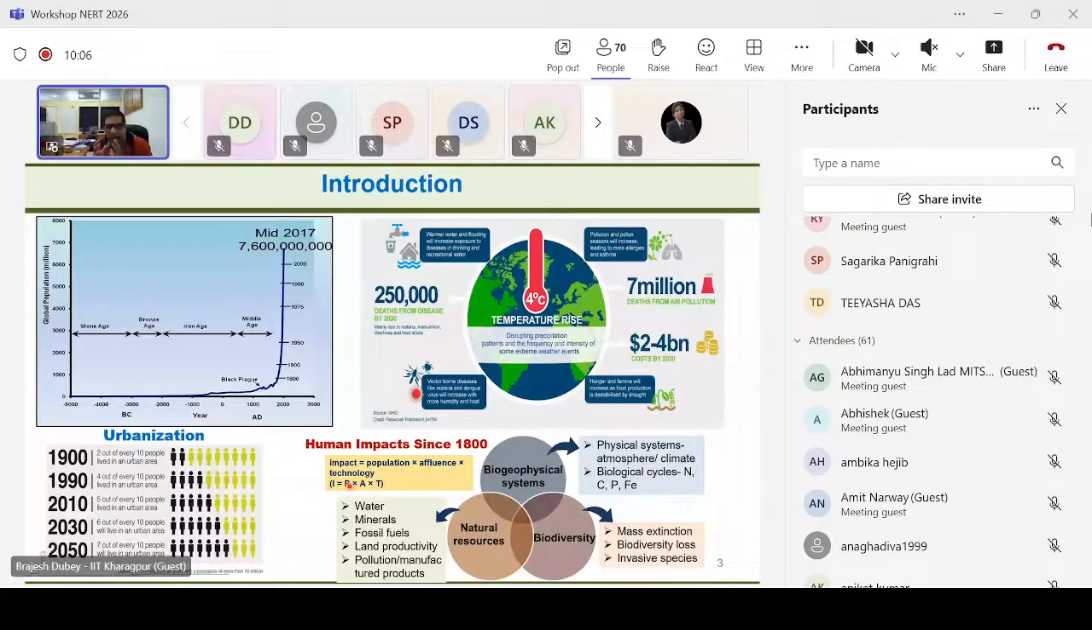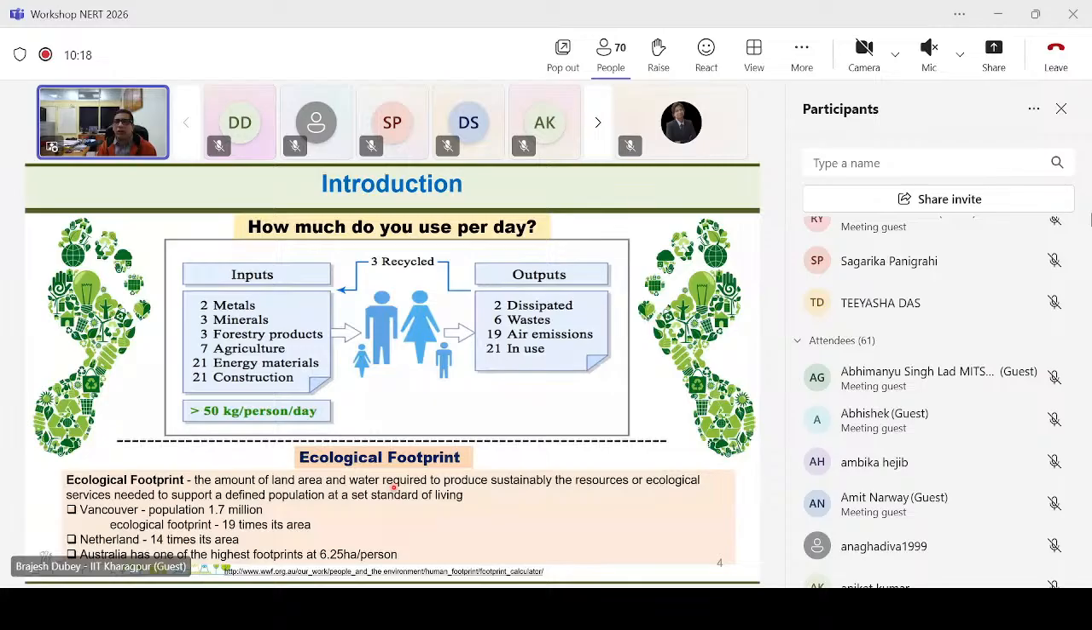So we have to work on reducing the overall environmental impact. That's the only thing which is left with us. Right now, with all the technologies that we have, we use more than 50 kg per person per day, and only 3 kg gets recycled, 19 is in use, and almost 27 kgs are just getting dumped into the environment and increasing our ecological footprint.